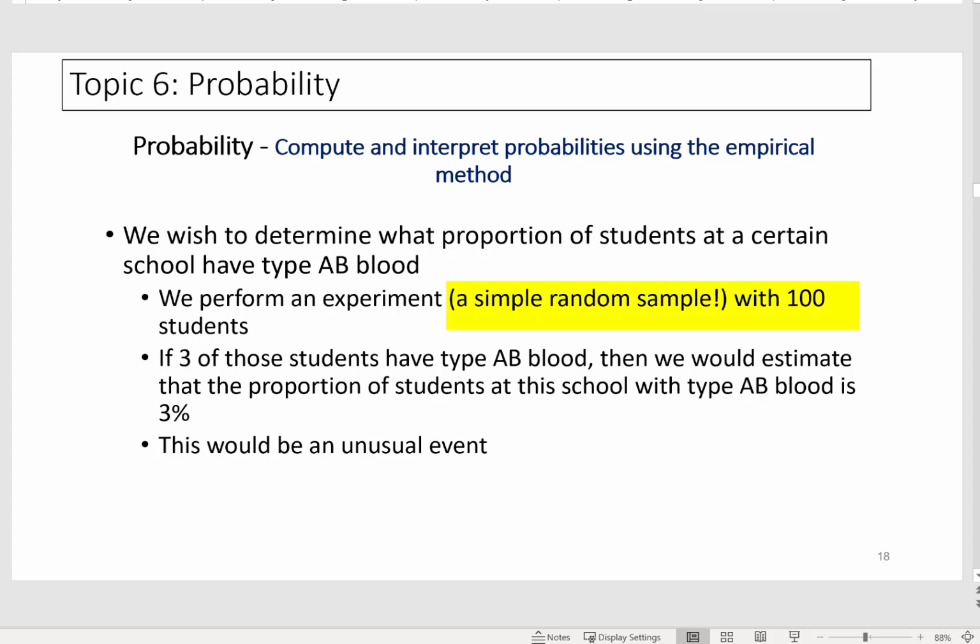So we perform an experiment. That would be we take a random sample of 100 students. If out of those 100 students, 3 have AB blood, then we could use our empirical rule. The probability of having AB blood is 3 out of the 100. 3 is the favorable cases, the people that have AB blood, divided by the whole number of possible cases. Well, we only sampled 100 people. So we would say 0.03, and since 0.03 is less than 5%, it would be unusual for someone to have AB blood. That's how we use it.